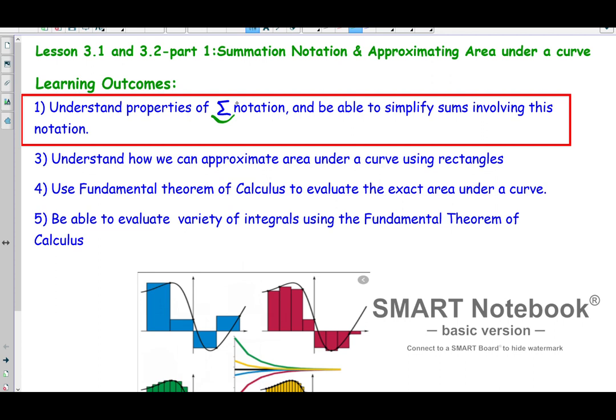We're going to begin with an approximation technique, and slowly we're going to work our way towards finding the exact area. So let's get started with our learning outcome number 1, which is understanding properties of sigma notation and learning how to simplify summations involving this notation. And again, please note that all of this will be important prerequisites towards understanding the rest of the lesson today. So let's get started with properties of the sigma notation.